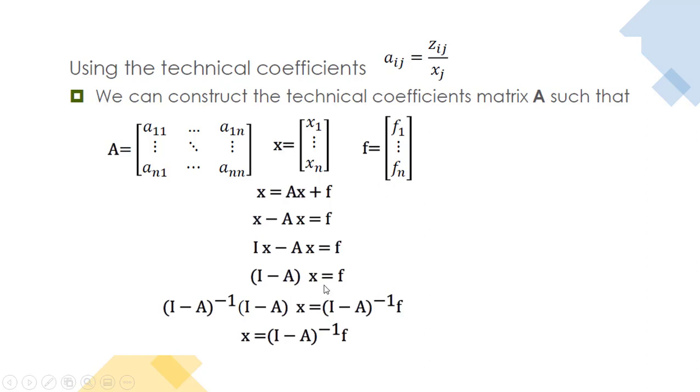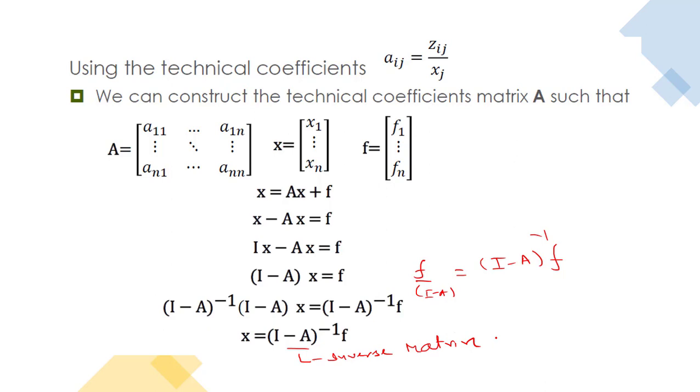Multiplying by the inverse of I minus A on this side, X equals F divided by I minus A. So we can also write this as identity minus A inverse times F. Basically, this thing is called the Leontief inverse matrix.